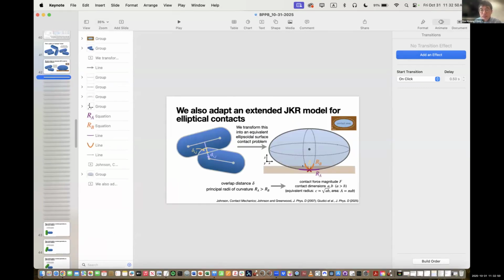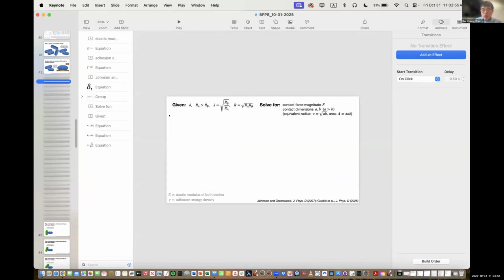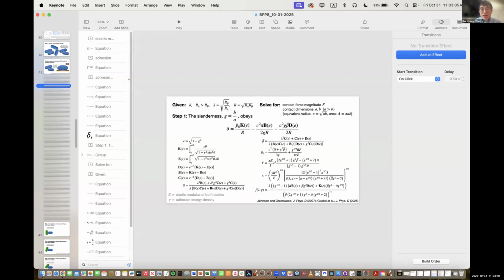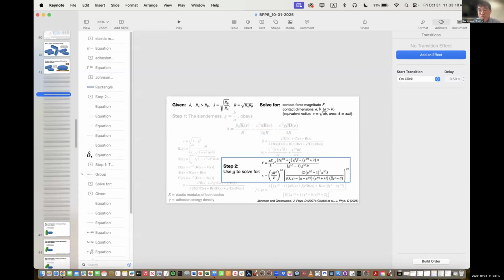the adhesion force here between this ellipsoid and the surface, which depends on the overlap distance, delta here, and the two principal radii of curvature at the contact point. The formulas here are very complicated, but basically the first thing you do is calculate the aspect ratio of the contact area, and then you use that aspect ratio to calculate the force. So it's an anisotropy with respect to geometry. Yes, that's right. Okay. Thank you.